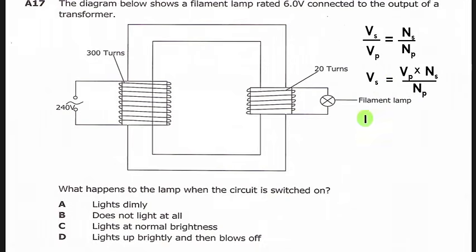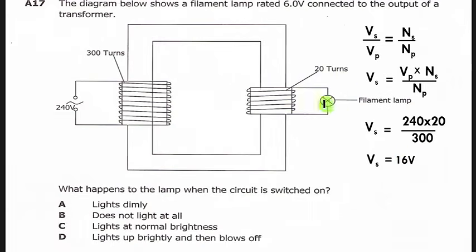So now Vs is equal to Vp, the voltage of the primary, which is 240, times Ns, the number of turns in the secondary, which is 20, divided by the number of turns in the primary, which is 300. So the voltage is going to be 16. So when you have 240 with 300 turns in the primary, and 20 turns in the secondary, the voltage that this transformer will produce will be 16.